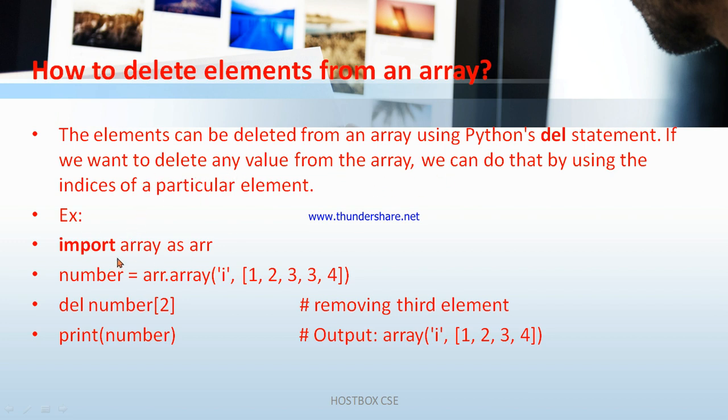For example, import array as array, and I am going to create an array called numbers equal to array.array of I of 1, 2, 3, 4. So I am giving 3 two times. Now delete the number of 2, that is index value 2. Where is the number of 2 here? Number of 0, number of 1, number of 2. So to remove the 3, at last it prints the numbers. The remaining elements are 1, 2, 3, 4 only.